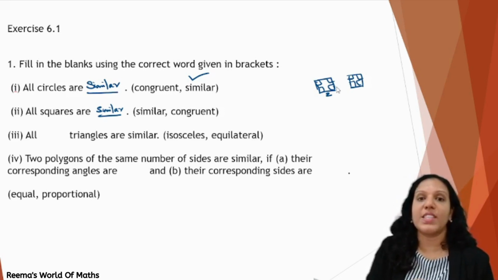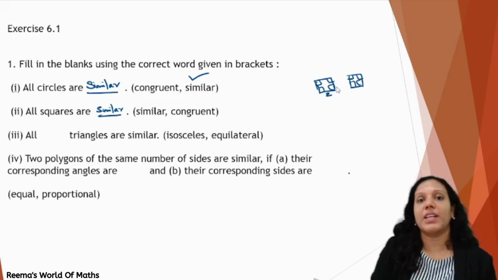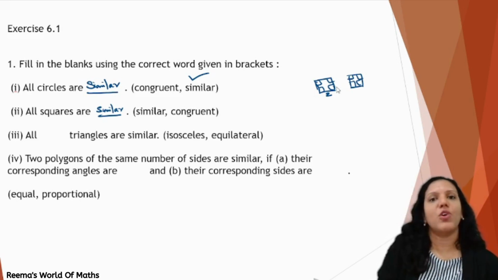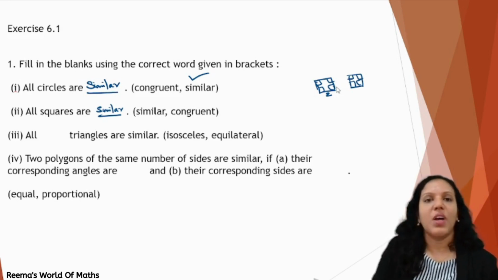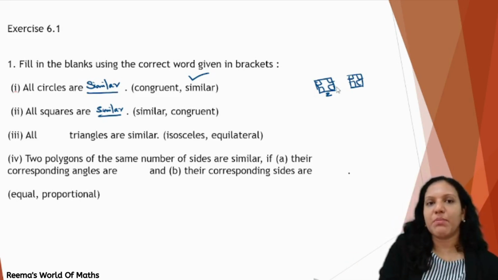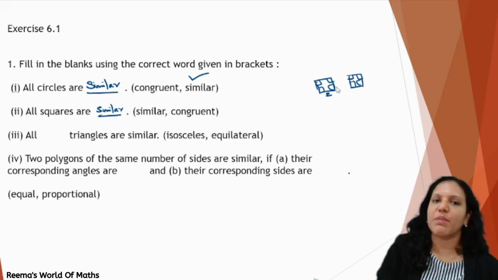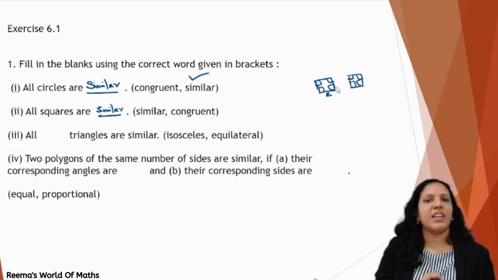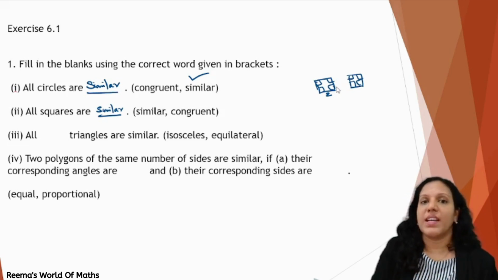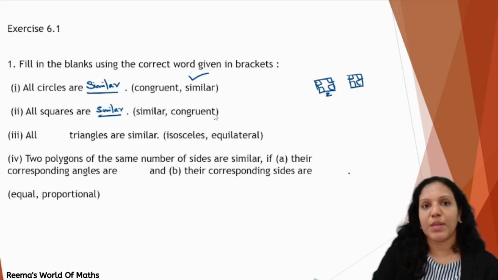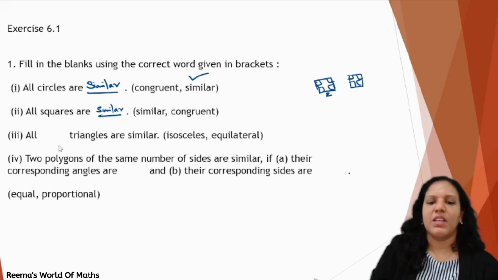But all the squares do not have equal sides to each other; each square has all four sides equal within that one square. So if we take a bigger square and a smaller square, it will be in the same proportion. So the sides are in proportion and the corresponding angles are equal. Hence we can say all squares are similar, but not congruent.